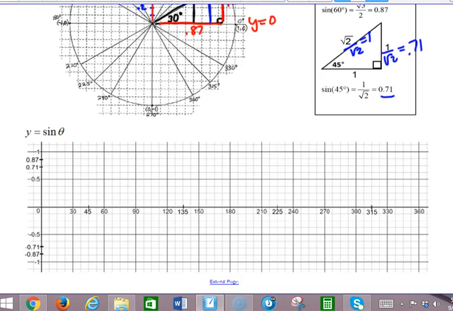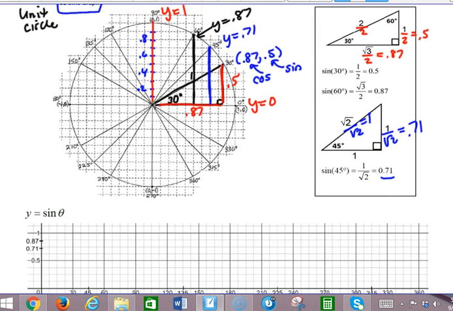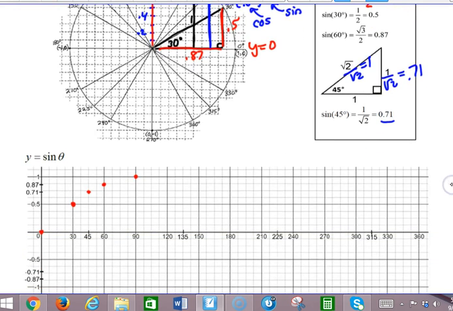So if we go down to our graph here, I'm going to try to get this so you can see both things. There we go. We're at 0 degrees, the sine value is 0. Then we're at 30 degrees, and our sine value, our y value, is 0.5. When we're at 45 degrees, our y value is 0.71. Then when we get to 60 degrees, we're at 0.87, and then 90 degrees at 1. And so here's the first part of our sine curve. It looks like that.